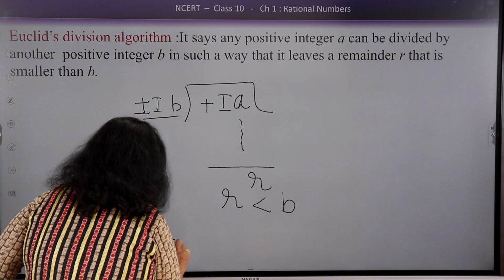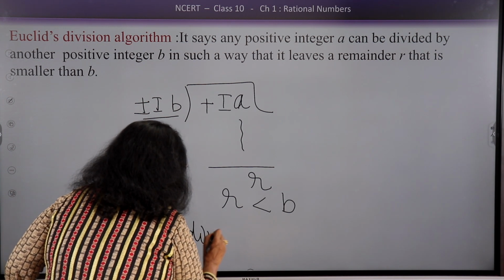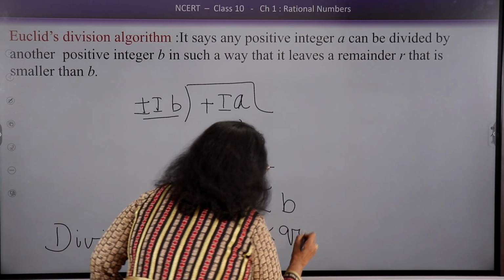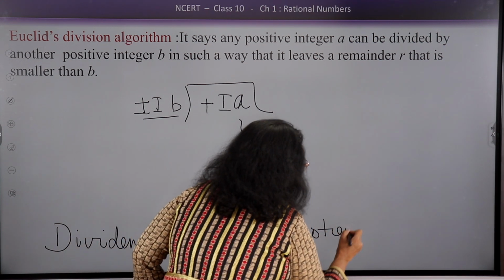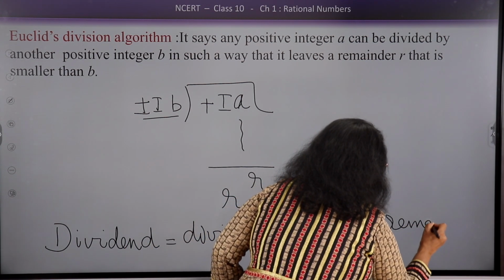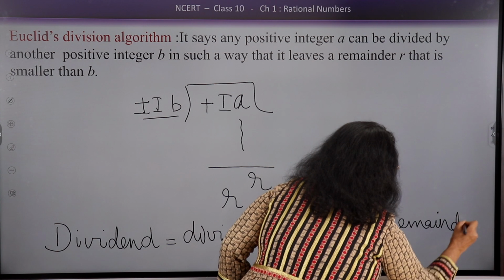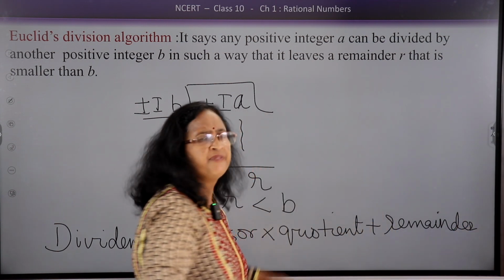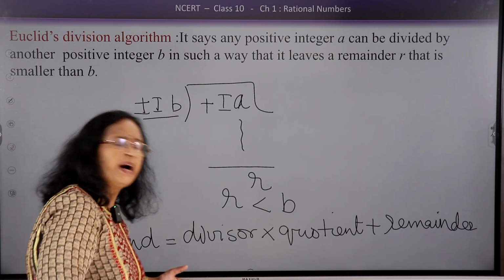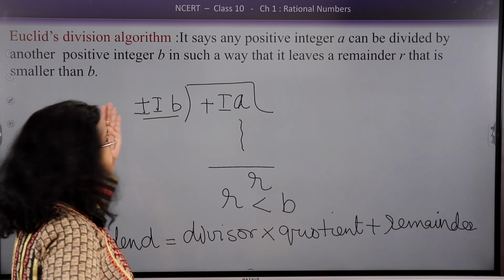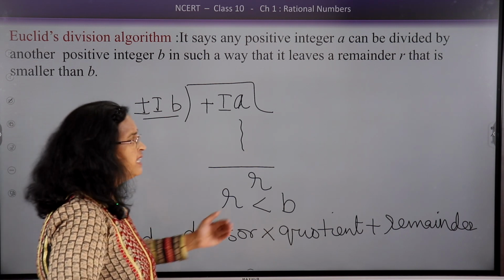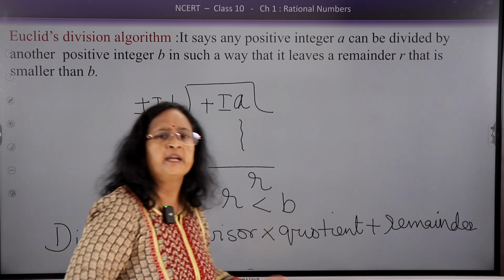Dividend is equal to divisor into quotient plus remainder. When we do exercises, I will repeat this, but this is what we should remember while solving Euclid's algorithm. All right? Dividend is equal to divisor into quotient plus remainder.